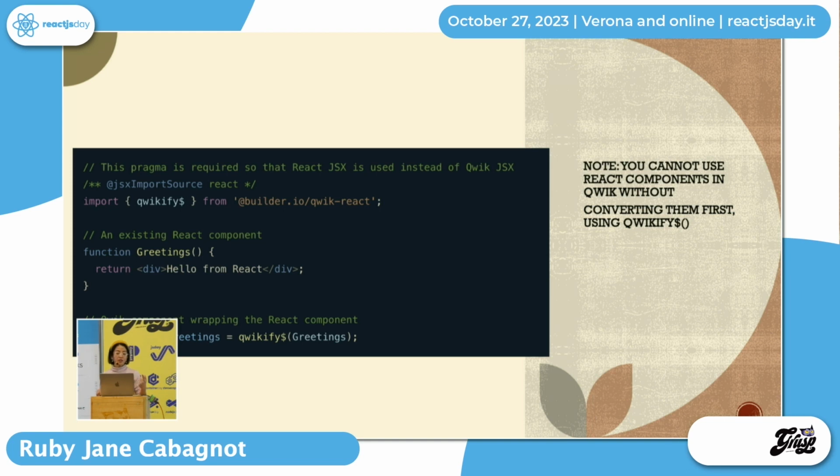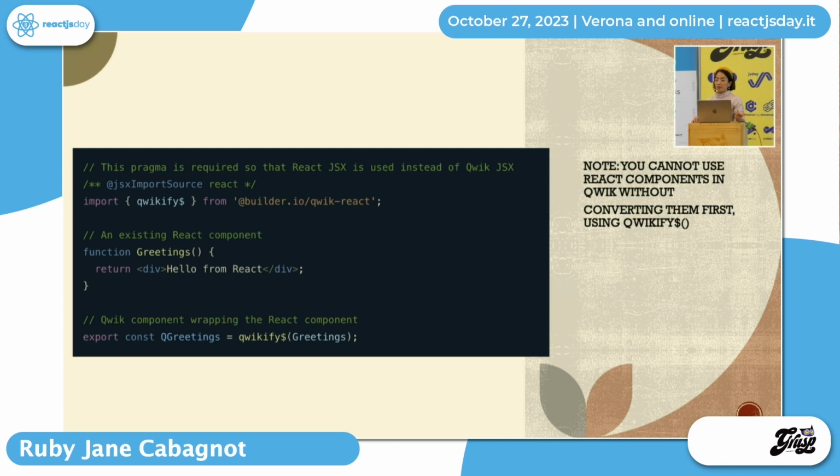It starts with taking your existing components and wrapping them in a qwikify function. This function will transform your React components into Qwik components, which can be used within your Qwik app. This in turn turns your React components into an island, allowing you the freedom to fine-tune when the React component should be hydrated. Like React, Qwik uses JSX syntax to define the HTML output. Take note, though, that you cannot use React components in Qwik without converting them first using the qwikify function.